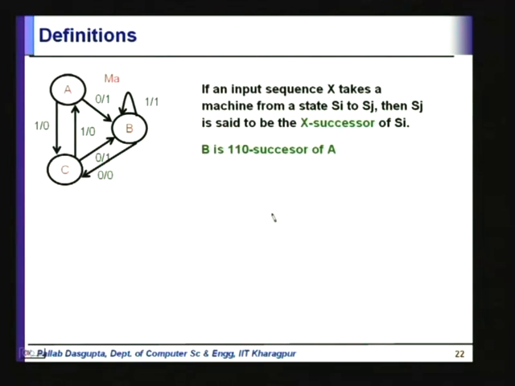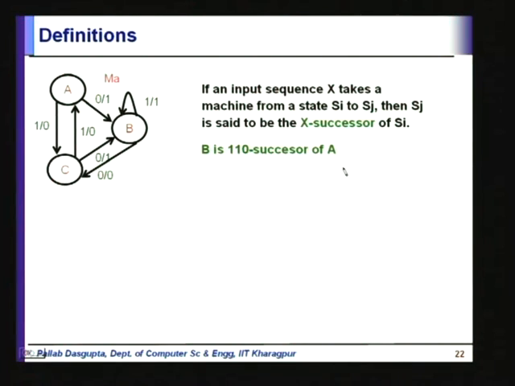So, if an input sequence X takes a machine from state Si to Sj, then Sj is said to be the X successor of Si. So, B for example here is a 110 successor of A. Why? Because if I start from A and then give 110, so if I give 1 it goes here, if I give another 1 it goes here, if I give 0 it goes here. So, B is a 110 successor of A.